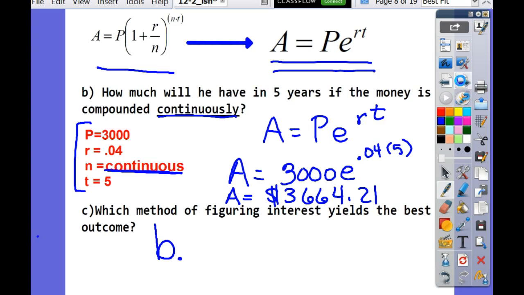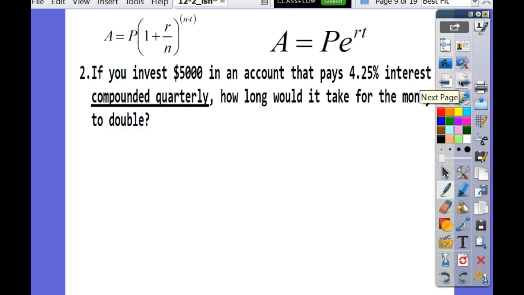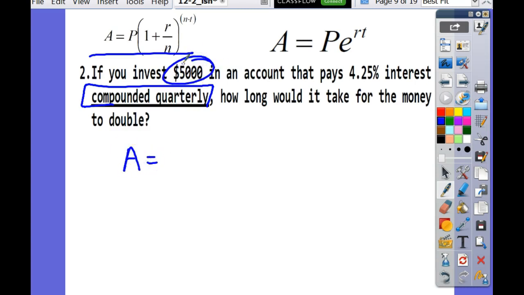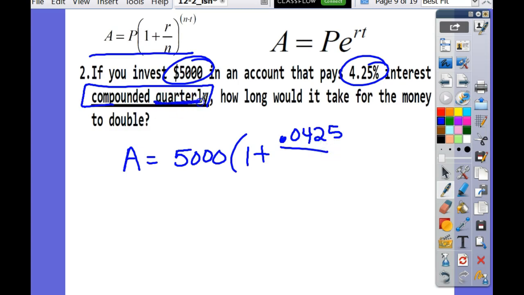Example 2. In example 2, since this says compound quarterly, I'm going to use the first equation. The first equation is for compounding quarterly, or anything else that's not continuous. Okay, so what's the 5,000 in this problem? The 5,000 is the P. Do we know the interest rate? 0.0425.